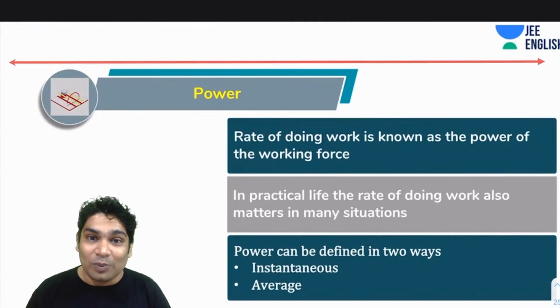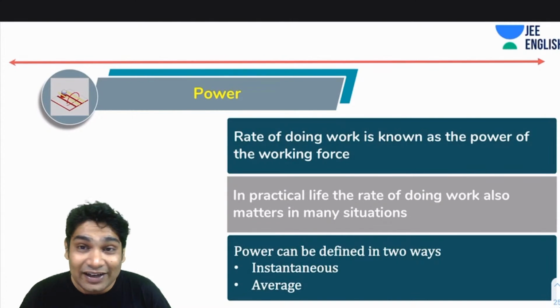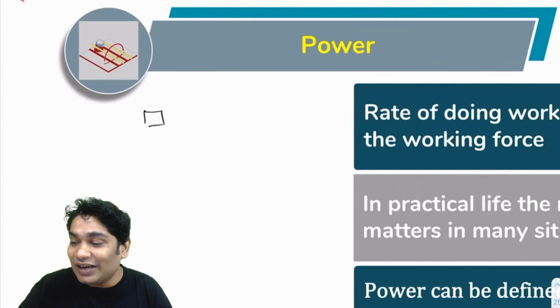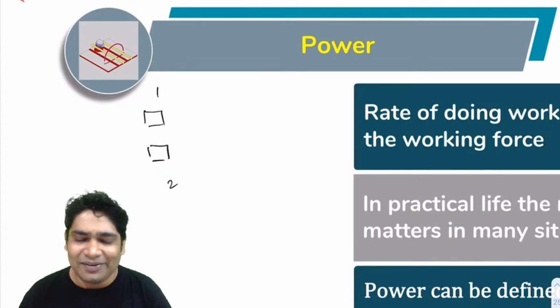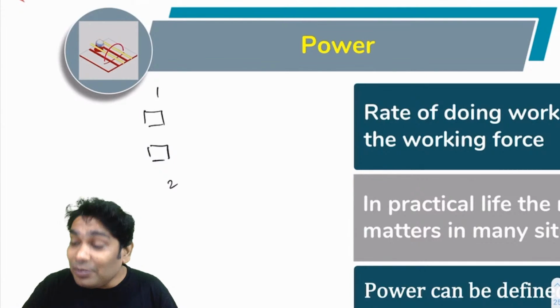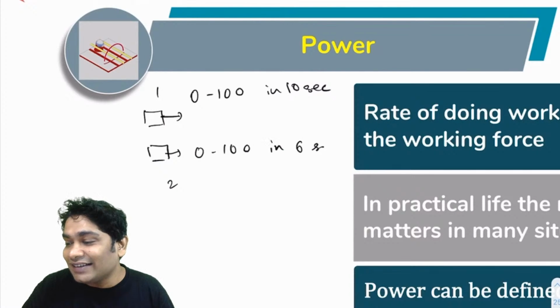Now let's quickly just talk about power. Would you define power as? Power is defined as the rate of doing work. In practical life you realize that the rate of doing work also matters. Consider a situation. You've gone to the market to buy two cars. Car number 1 and car number 2 have the same mass, and the same top speeds, let's say 200 km per hour. Now I'm telling you, this one can go from 0 to 100 in 10 seconds, and this one can go from 0 to 100 in 6 seconds.